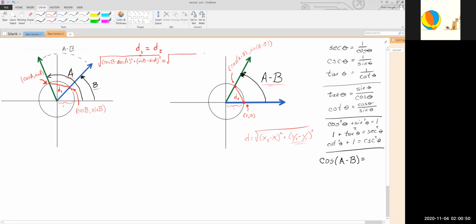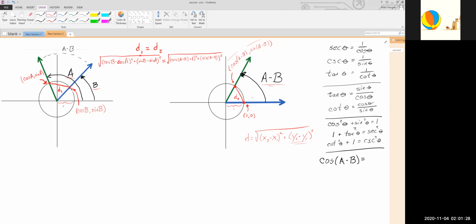Our distance 2, same thing, except we're over here. The difference between our x's, so the cosine of a minus b minus 1, because of that nice 1 x value, squared, plus sine of a minus b, because again, that's our y value, minus 0 squared. So that 1, 0 is actually pretty handy.